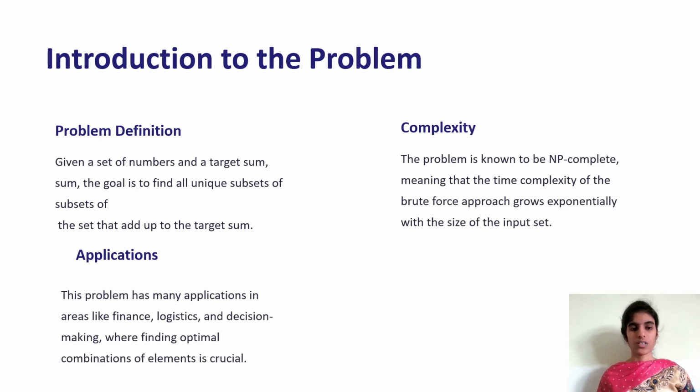Introduction to the problem. First of all, we will know the problem definition. Given a set of numbers and a target sum, the goal is to find all unique subsets of the set that add up to the target sum. It is the definition of the problem. And complexity: the problem is known to be NP complete, meaning that the time complexity of the brute force approach grows exponentially with the size of the input set.